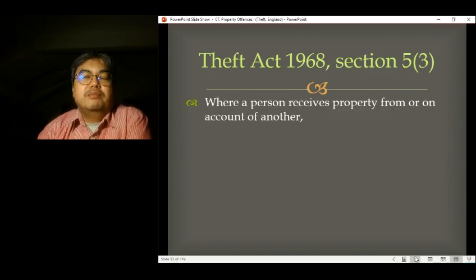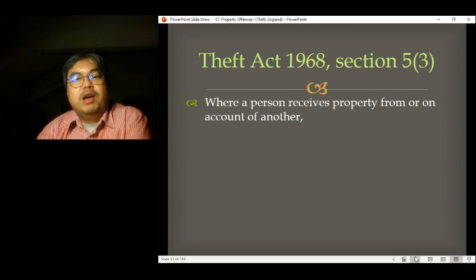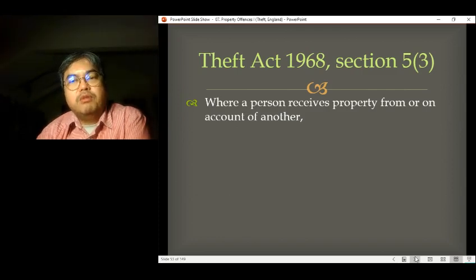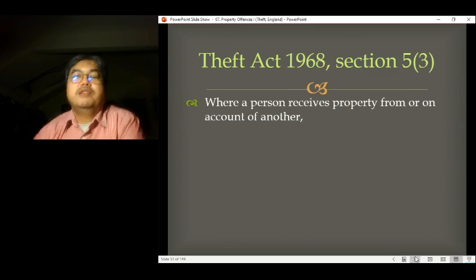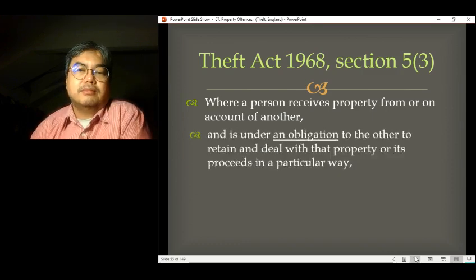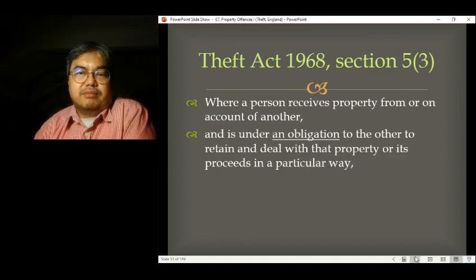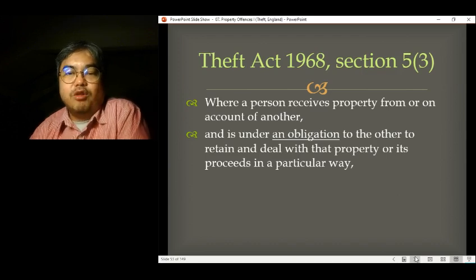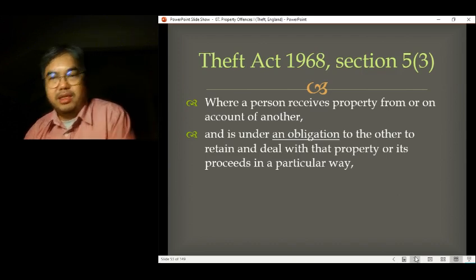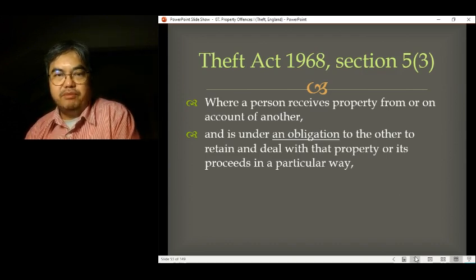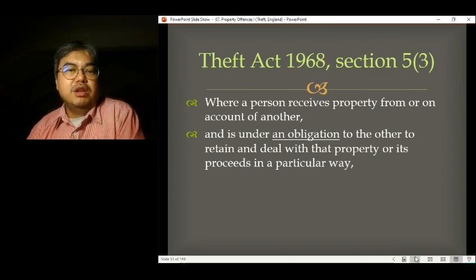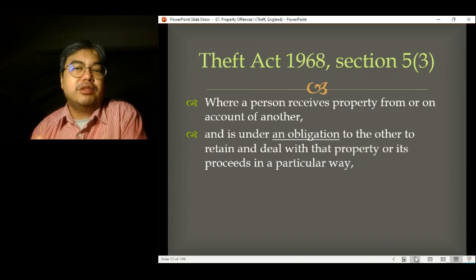So let's break it up line by line, phrase by phrase. Where a person receives property from or on account of another, so he receives it on account of another or receives it from another person. And the person receiving the property is under an obligation to the other, from whom he gets the property, to retain and deal with that property or its proceeds in a particular way.